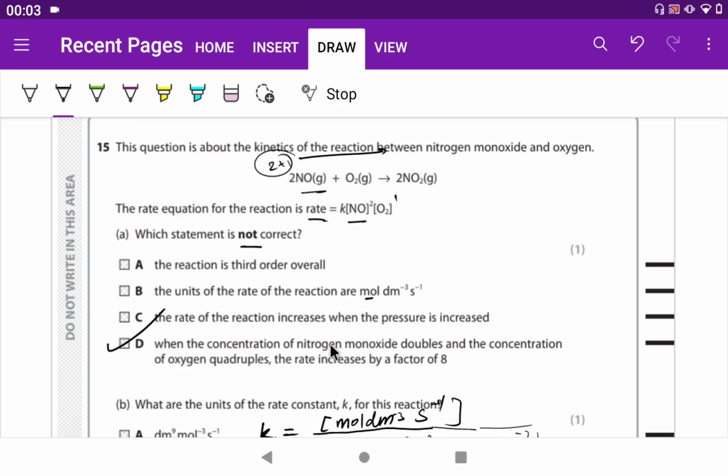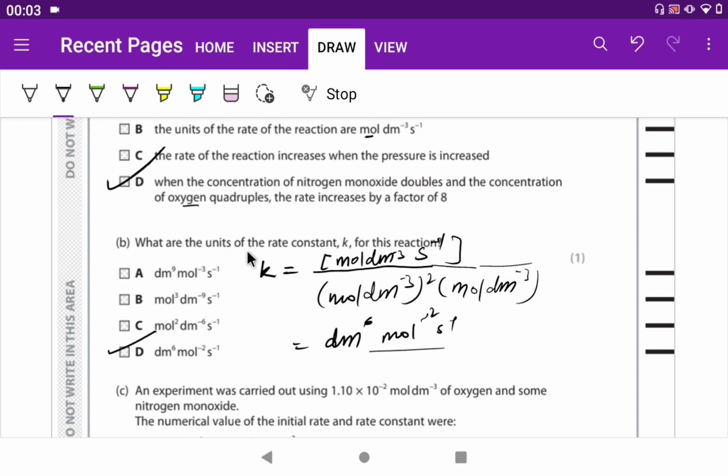When the concentration of nitrogen monoxide doubles, the concentration of oxygen quadruples. Okay, this is doubled, so it will be 4, and it is quadrupled. Oxygen is quadrupled, the rate increased by which factor? So it is increased by 16 times, but it is 8. So this one is wrong, and that is actually our right answer. So D.